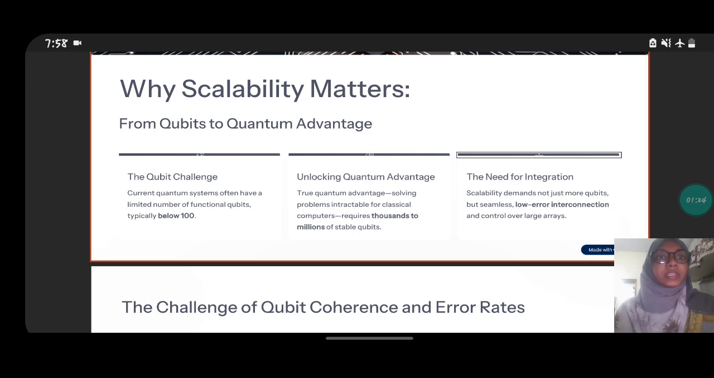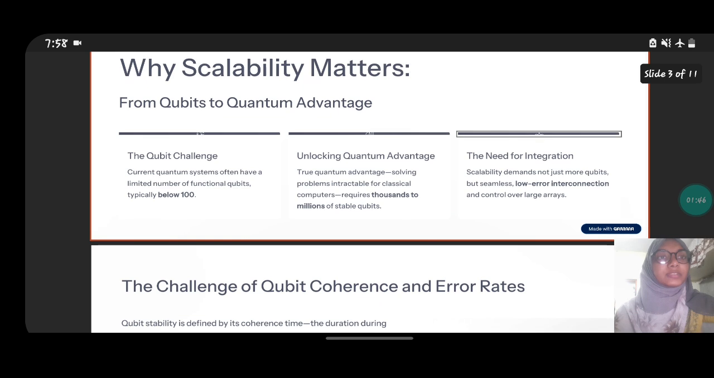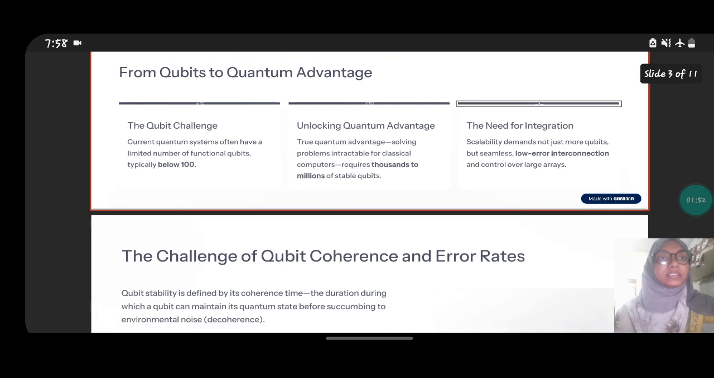Classical computing takes only one binary number, like 0 or 1, while a quantum computer takes two at a time simultaneously, like 0 and 1 at a time. So the need for integration: scalability demands not just more qubits, but seamless, low error interconnection and control over large arrays.